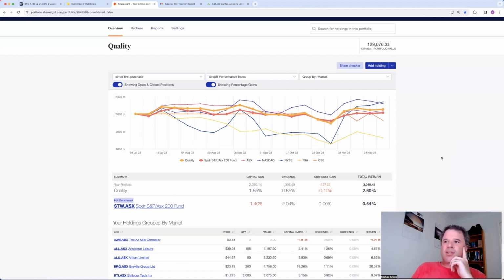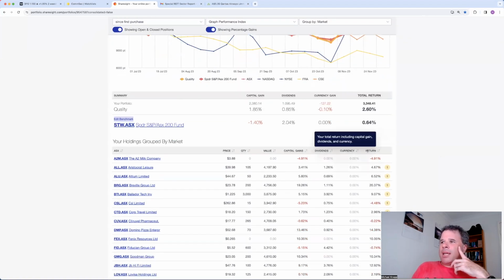That hasn't negatively affected the performance of my portfolio just yet. But if we continue to see the Australian dollar strengthen, that could have a negative effect on the performance of my portfolio. Capital gain, positive 1.85% compared to the benchmark, negative 1.4%. And the benchmark has a higher dividend than my portfolio.